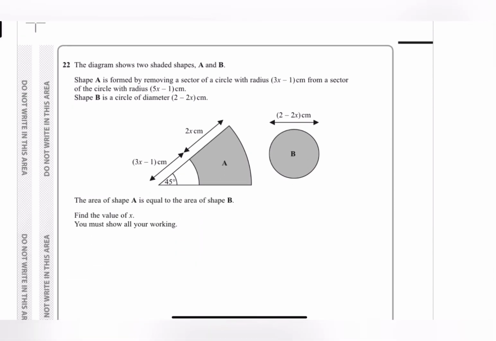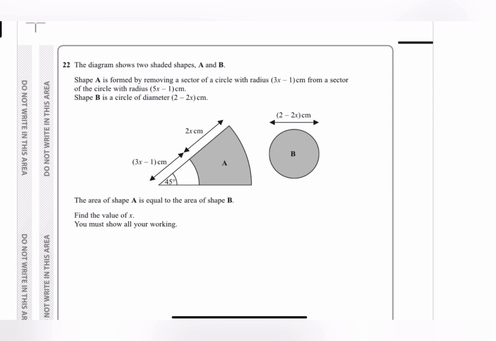So the diagram shows two shaded shapes A and B. Shape A is formed by removing a sector of a circle with radius 3x minus 1 from a sector of the circle with radius 5x minus 1. Shape B is a circle of diameter 2 minus 2x. The area of shape A is equal to the area of shape B. Find the value of x. So it's a lengthy problem.